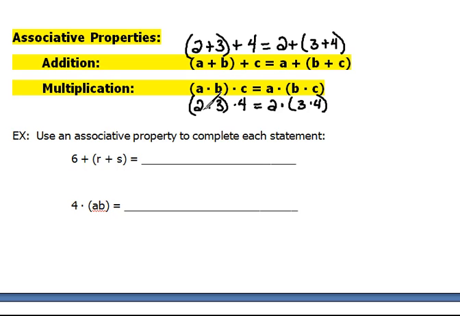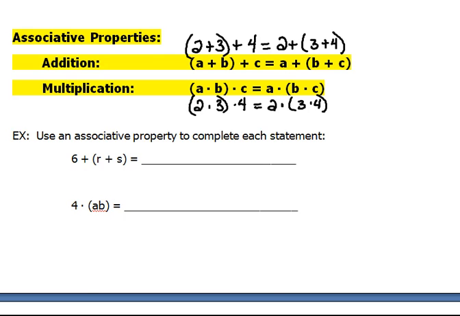If I were to multiply 2 times 3, we get 6, and then times 4 would be 24. Now, is that the same thing as if I did 3 times 4 first, which is 12, and then multiplied times 2? Yep, still 24.